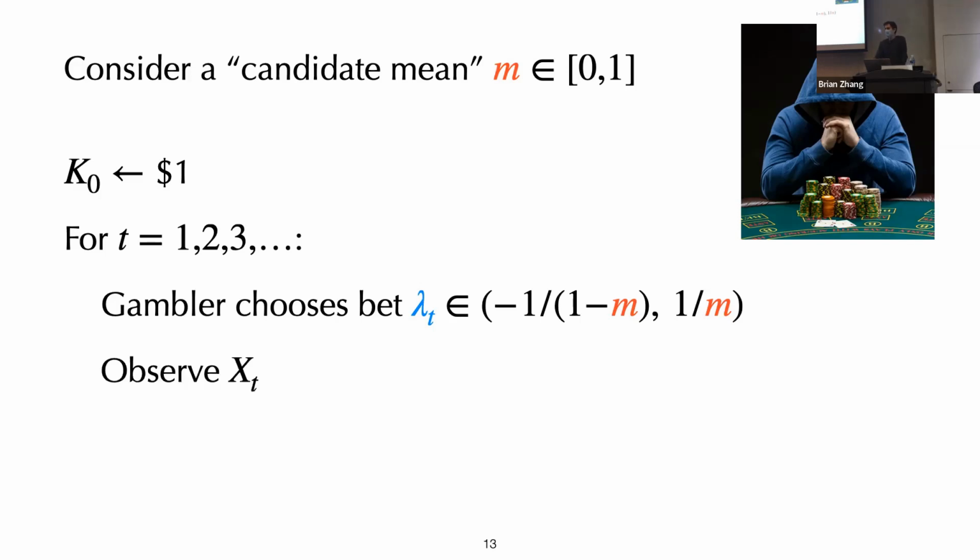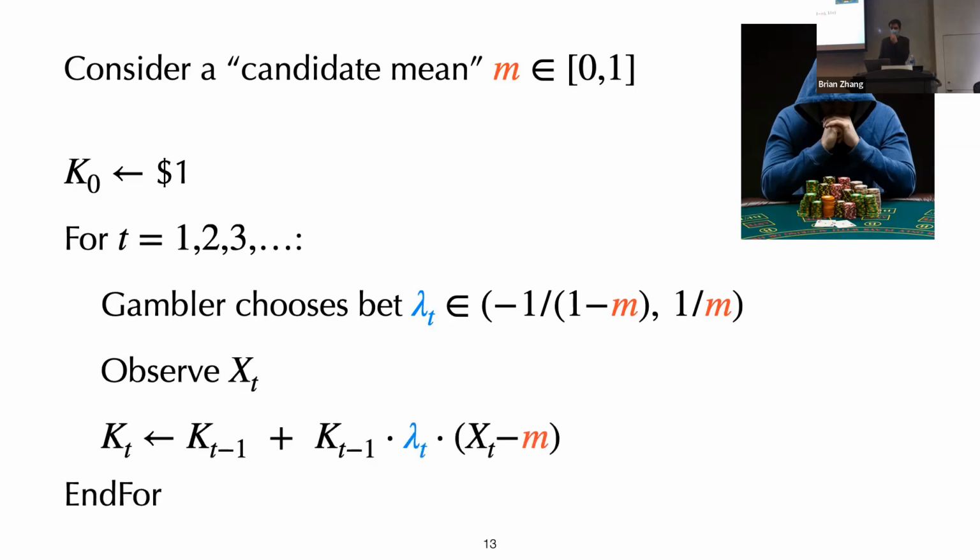Then we observe that random variable, xt. And this is the fundamental step in this game: the capital, Kt, at time t, is updated as whatever they had before, plus whatever they had before, times the bet lambda t, times (xt minus m). So notice that x1, x2, and x3 are random variables, but the thing that we're going to be looking at is actually the wealth, or the capital Kt, that is accumulated in this specific game.